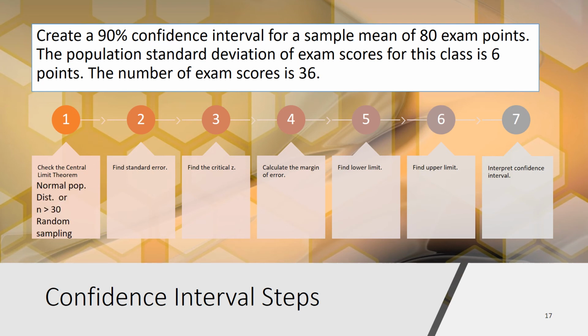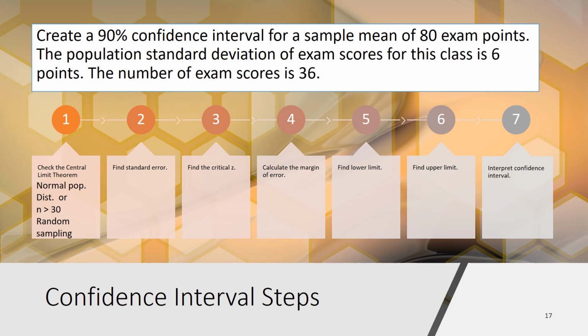So for it to be true, we need a normal population distribution, or the n has to be at least 30 or more, and we need random sampling. So let's see if that is true for our example. I don't see anything in the problem about the population distribution. The population distribution, again, is the histogram of individual scores in the population. So that's everyone, not just my sample. I don't know about that from this problem, from what is written here.